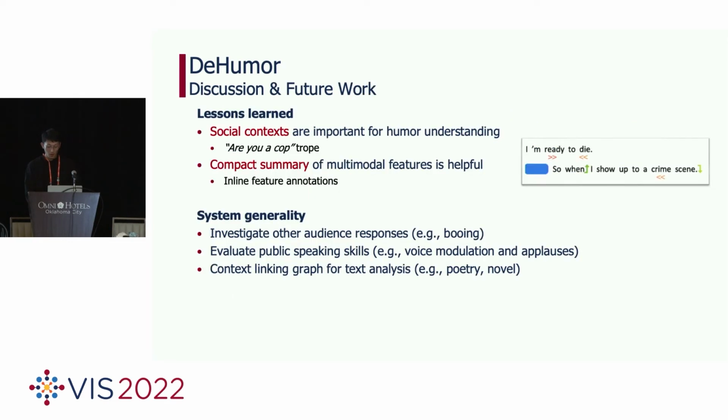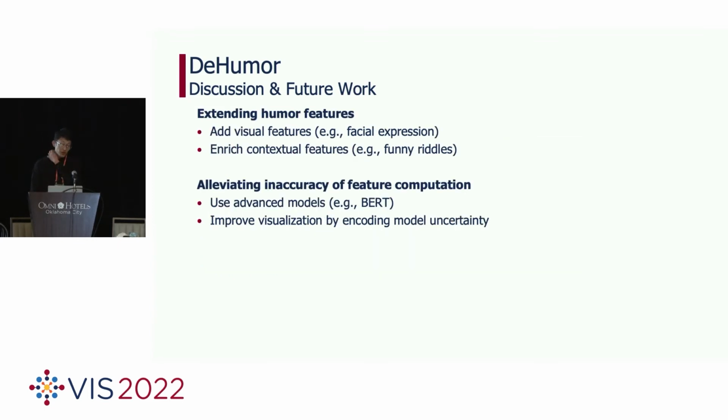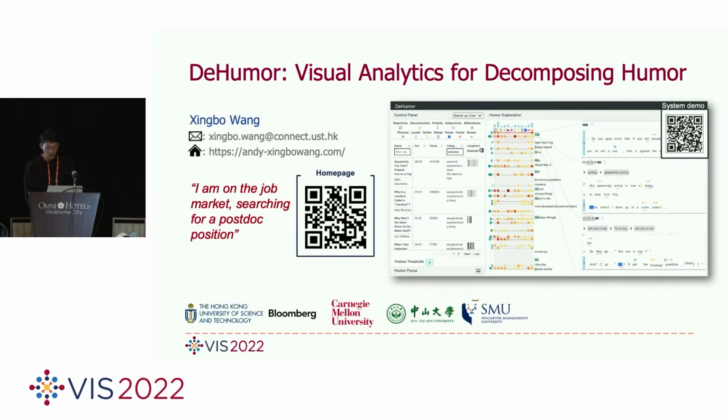Through the design process and evaluation, we know that social contexts are important for humor understanding. A complex summary of humor multimodal features is helpful for multimodal analysis. Our system can be extended to investigate other audience responses, and also the context linking graph is useful for text analysis. In the future, we would like to add visual features and other contextual features to enrich the humor analysis. In addition, we can consider alleviating the inaccuracy of feature computation by using advanced models and visually encoding model uncertainty. So that is all. Thank you.